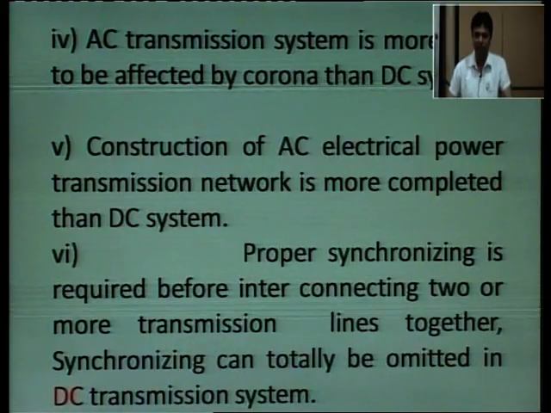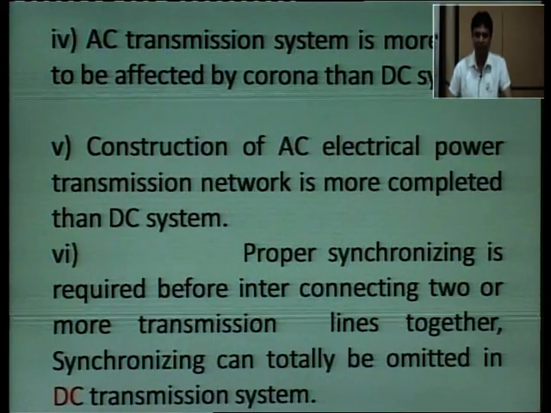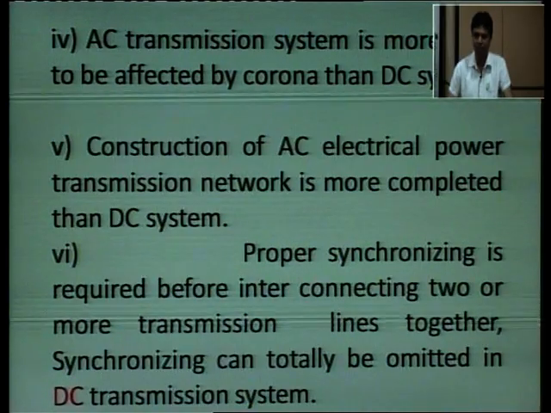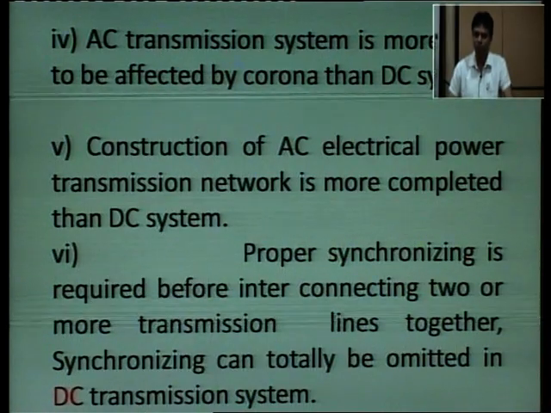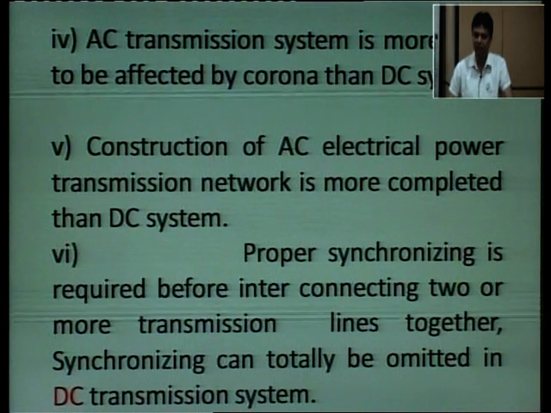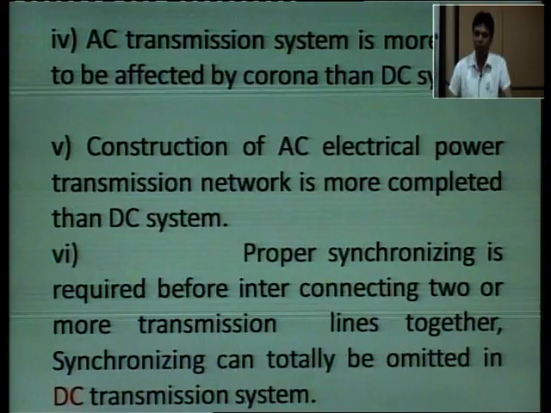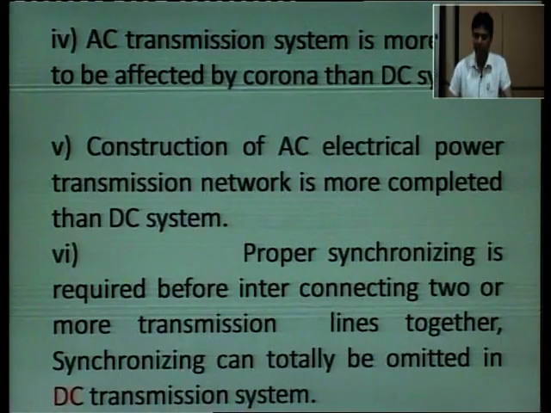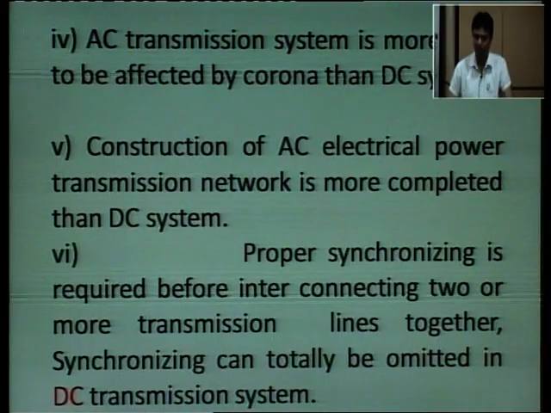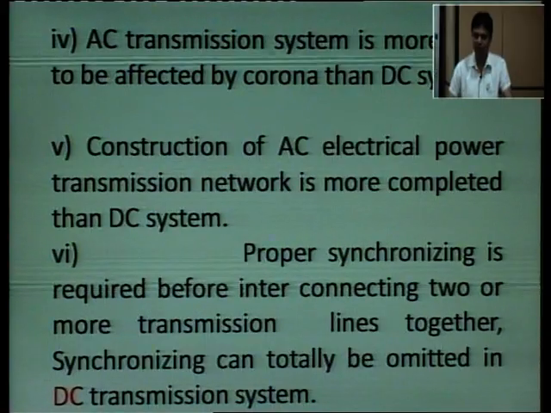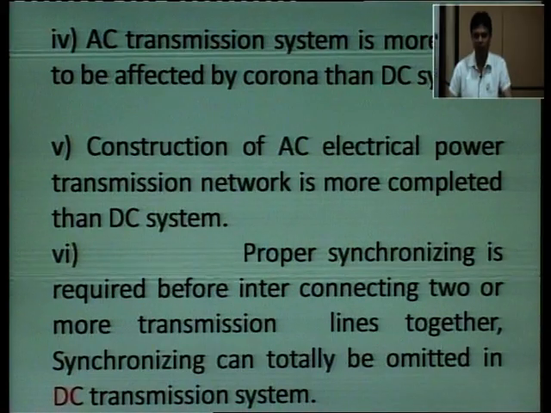AC transmission system is more likely to be affected by corona than DC system. Construction of AC electrical power transmission network is more complicated than DC system. Next one is proper synchronizing is required before interconnecting two or more transmission lines together. But in case of DC transmission system, synchronization can totally be omitted.